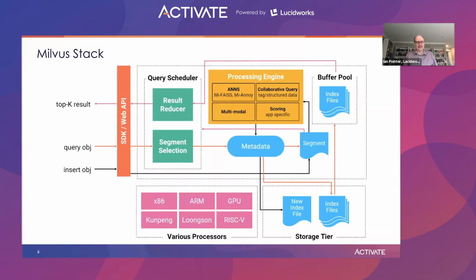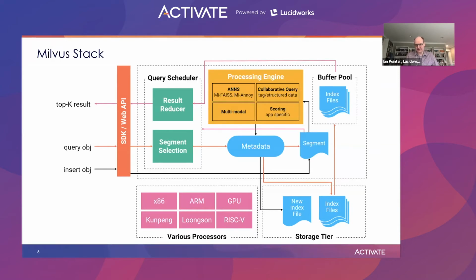And here is a slide of the internals of Milvus. A very, very high overview. As you can see on the left, we can either insert objects or we can query, and we get back a top K result from the API. If you look over at the processing engine, as I said on the previous slide, you can use Faiss or Annoy or other libraries for doing your processing. That does depend on what index type you set up within Milvus.